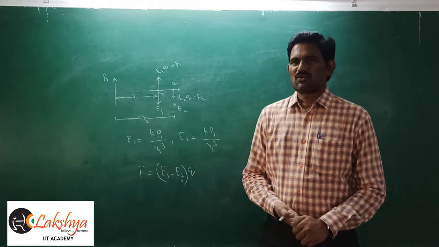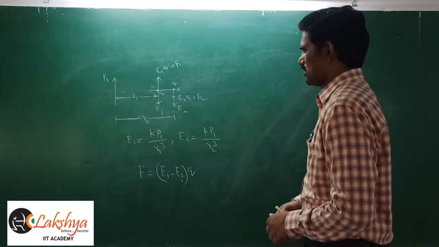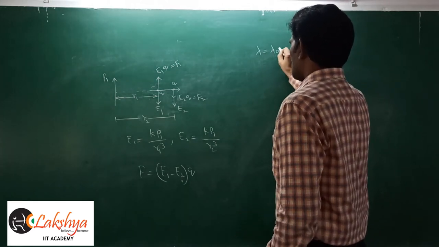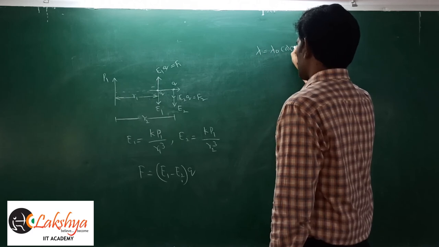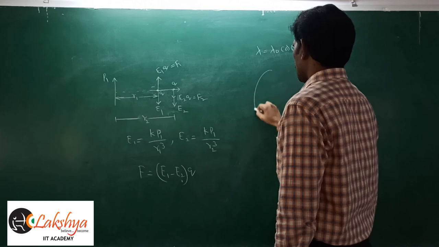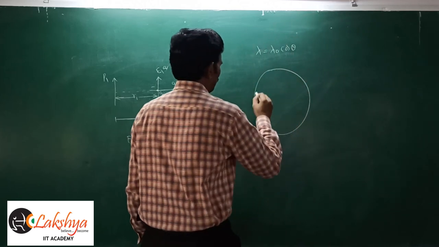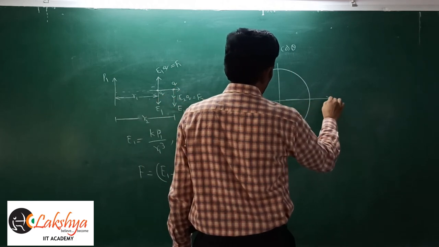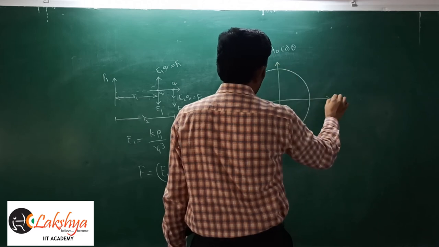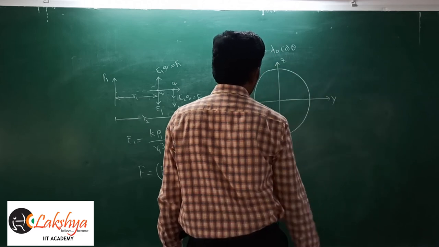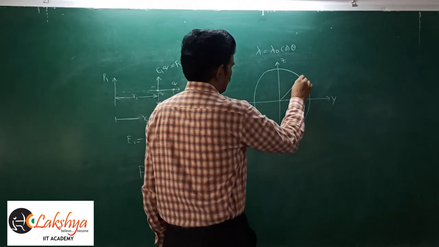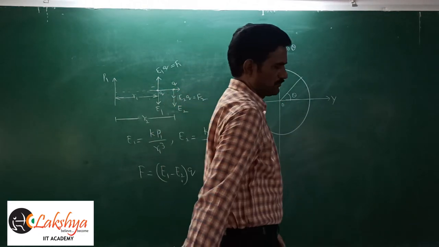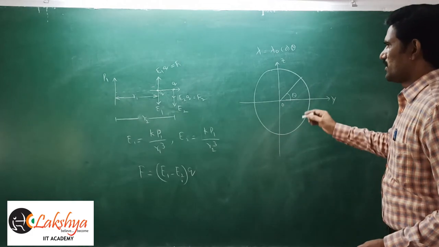I will give one more problem based on the dipole, a net dipole and field calculation, not the force or interaction problem. The linear charge density on a circular non-conducting ring is varying like this. Suppose I am taking these as the y and z axes. This theta is defined here, and this is the origin.